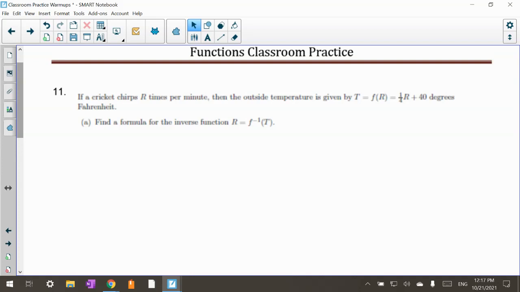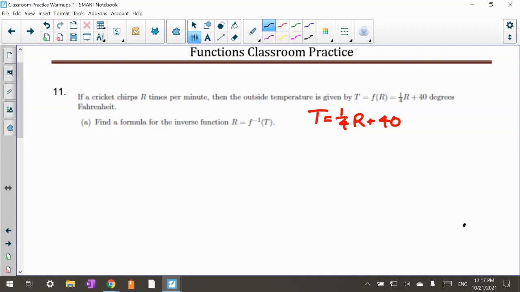So the first thing I always want you guys to do is take the formula and label everything so we know what everything stands for. So I'm just going to write T equals 1/4 R plus 40, and then I'm going to label everything. The R is chirps per minute. That's what that stands for. And the T is the temperature, and it's in degrees Fahrenheit.